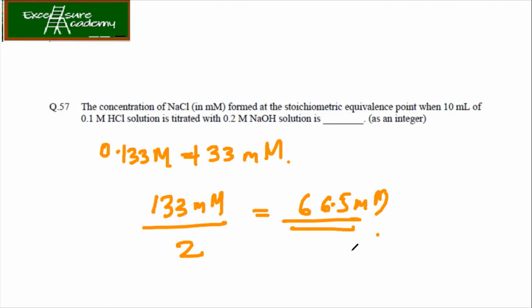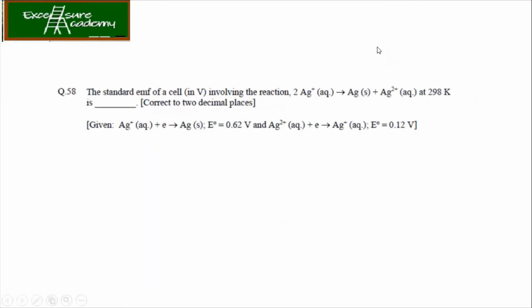And yes, it's very simple. Why two products? Because NaCl is there, so two equivalents are there. That's why you need to make it half in order to get the answer. I hope this is clear. Let's move on to the next question.